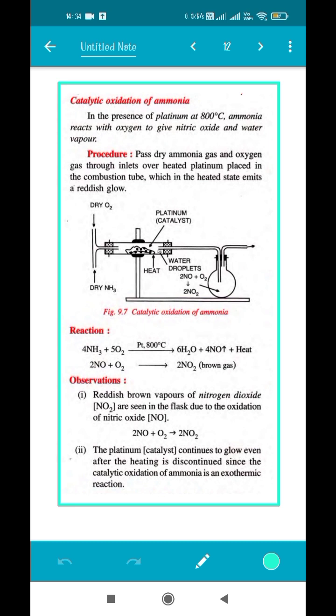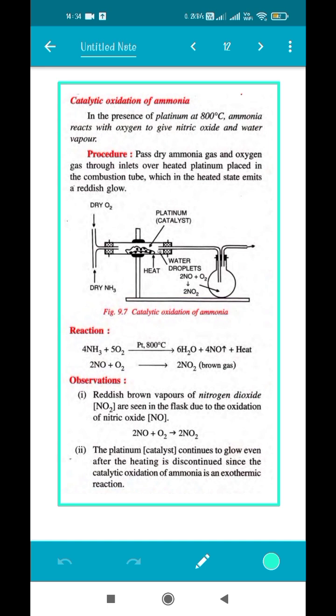Nitrogen dioxide is characterized by its brown color. So we will see fumes of brown gas forming. Reddish brown vapors of nitrogen dioxide are seen in the flask. As you can see on the right hand side, there is a round bottom flask. In that flask you will see brown fumes of nitrogen dioxide.